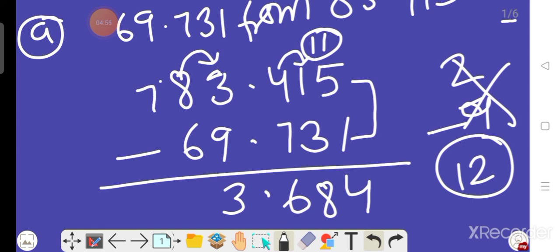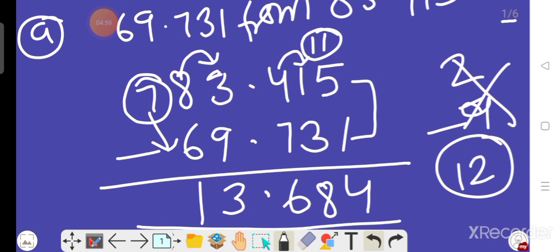Here we are left with 7. So 7 minus 6 is equal to 1. So this is the subtraction of 69.731 from 83.415. Okay beta. So this is the way by which you have to subtract a given decimal number from another decimal number. I hope you will get it. The remaining parts of the second question are the same as the A part. Try to do them by yourself, beta.